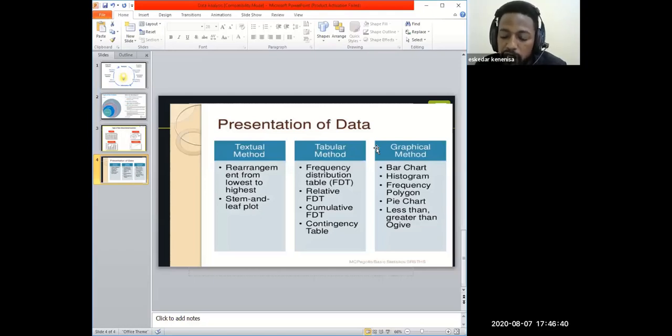It can be presented in different ways. You can present your interpretation in a graph, or bar graph, in a line chart. You can also present it in tabular form. You can also present it in the textual method, in the form of paragraphs or sentences.